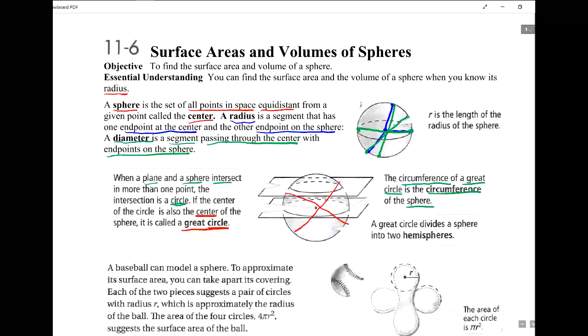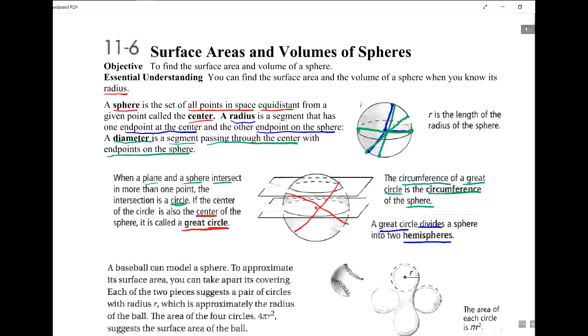And a great circle divides your sphere into 2 hemispheres. That's kind of like our semicircles. Those are the same prefixes there. Hemi and semi are very similar. So some neat vocabulary next time you look at your globe.